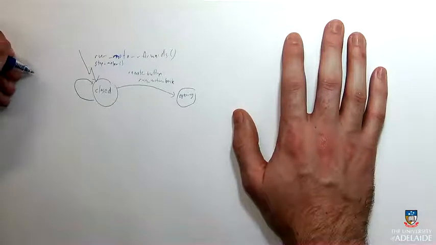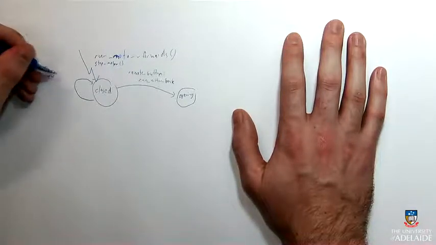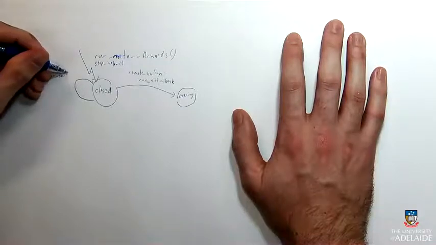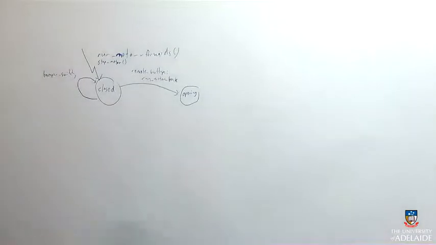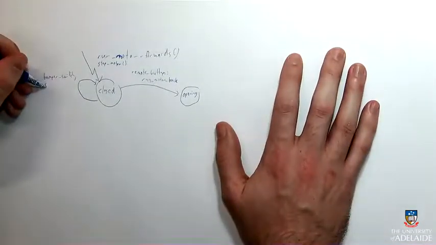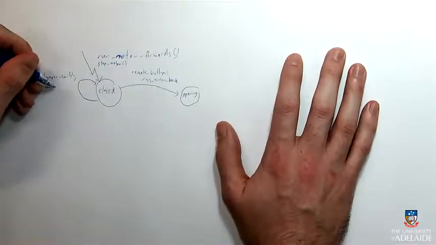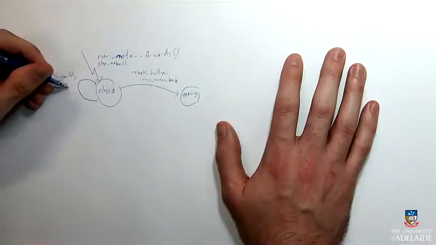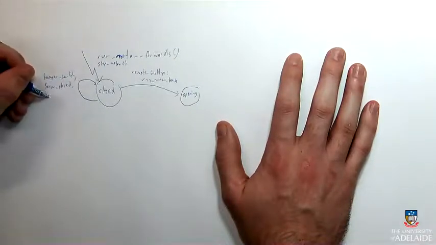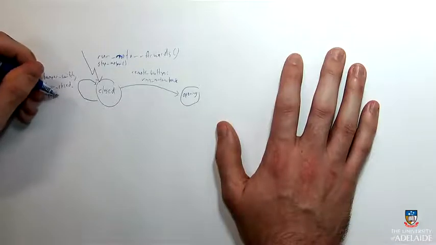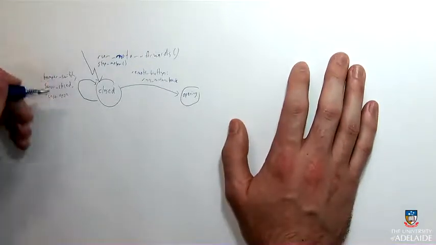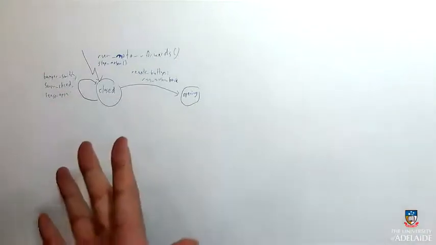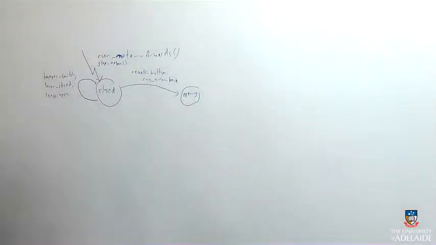So this is bumper switch, and what do we call this? We call this sensor closed and sensor open, and our action is to do nothing. Okay. All right, we're on track now.